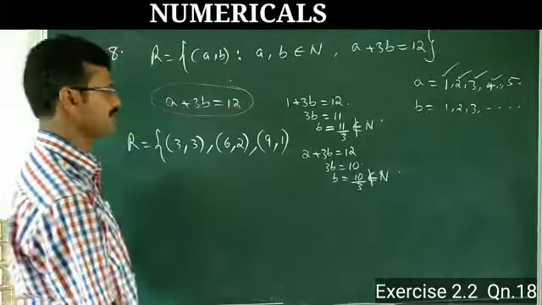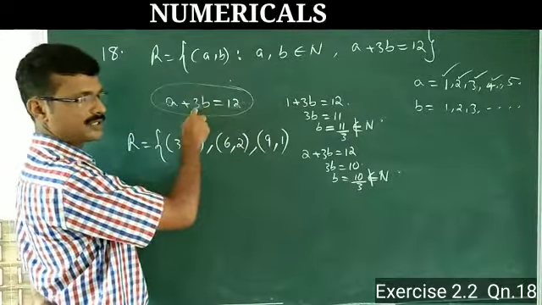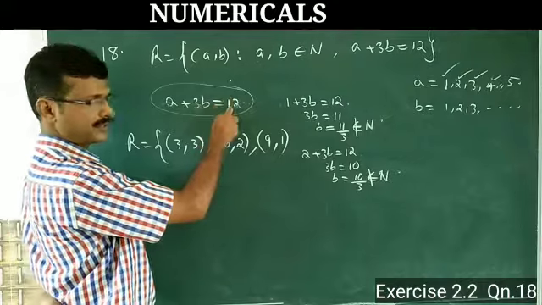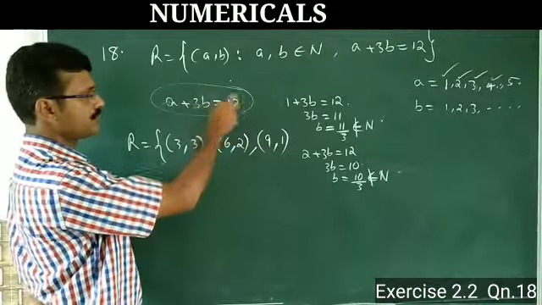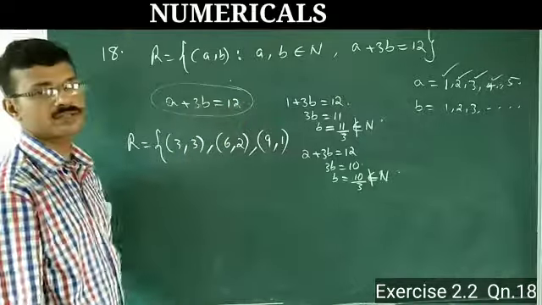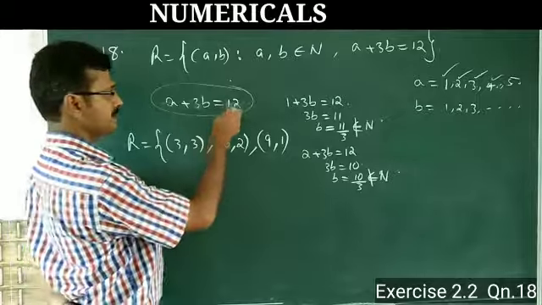9, 1 is possible. 10: 12 minus 10 is 2, and 2 by 3 is not a natural number. 11: 12 minus 11 is 1, and 1 by 3 is not a natural number. 12: 12 minus 12 is 0, and 0 by 3 is 0, which is not a natural number.